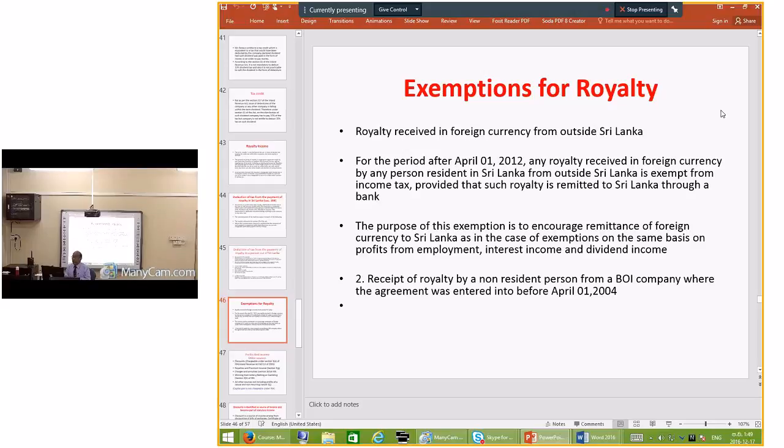The same basis applies to the exemption of profit from employment and interest income. If someone has deposited foreign currency in a foreign currency bank account and receives interest, that interest is not subject to taxes. Interest income is generally charged to income tax, but some exemptions are available. Likewise, in the case of dividend income, some dividend income is exempted.